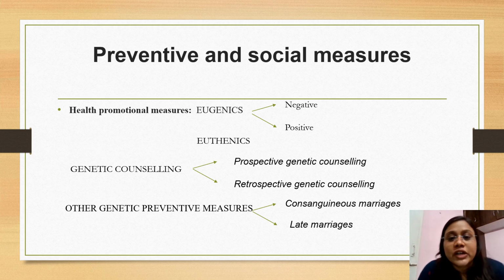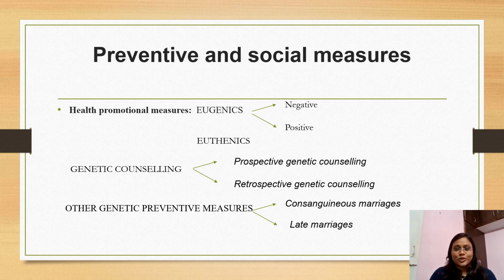Now, the second health promotive measure is genetic counseling. As I told you, prospective genetic counseling. I have given you the example of a sickle cell patient also. He will counsel the couple before marriage only and screen the person for certain genetic disorders. If you find out that both are heterozygous, then we will discourage them from marrying and having children or a future generation.